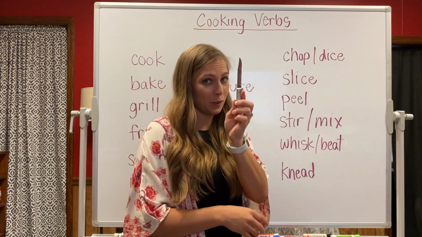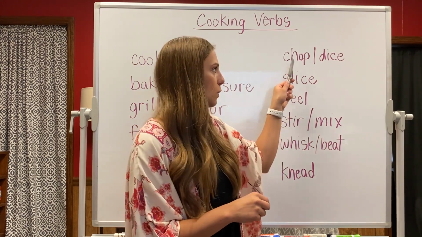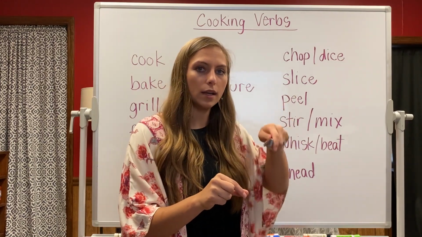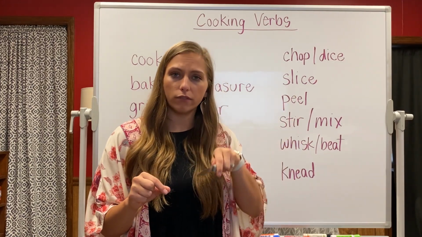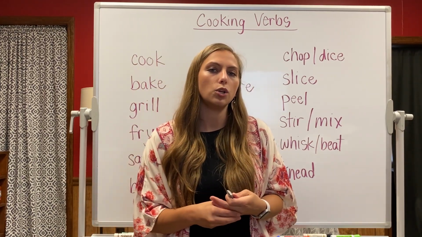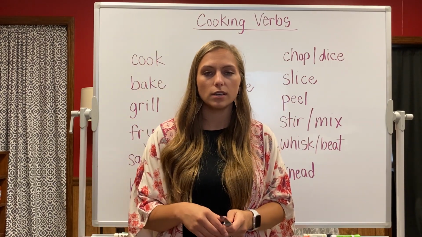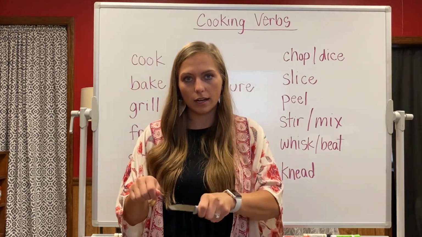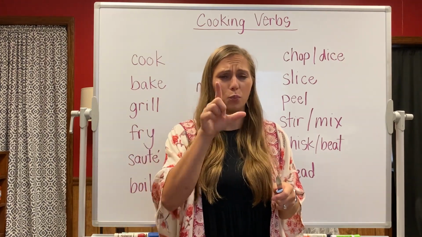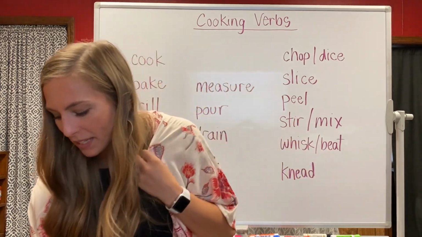To slice, you will also use a knife. To slice means, so where chop and dice were squares, slice, you are just making one cut through your vegetable. Maybe you are cutting a cucumber or you are cutting a carrot and it says to slice the vegetables. That means you just make one cut after another. So it's one round piece, for example.